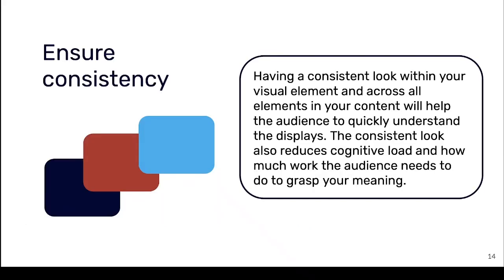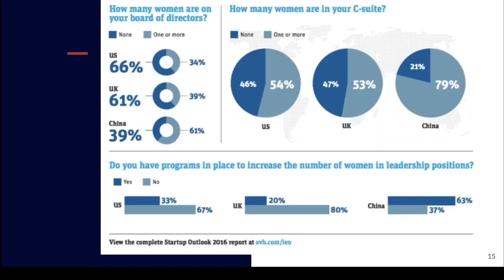Having a consistent look within your visual element and across all elements in your content will help the audience to quickly understand the displays. The consistent look also reduces cognitive load and how much work the audience needs to do to grasp your meaning. At first glance, the visual appears to be well designed. Each of the three charts does an excellent job of conveying the message. The color selection is good, and there aren't too many colors.